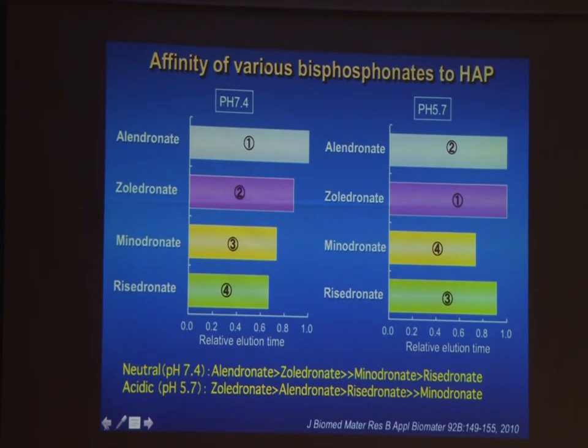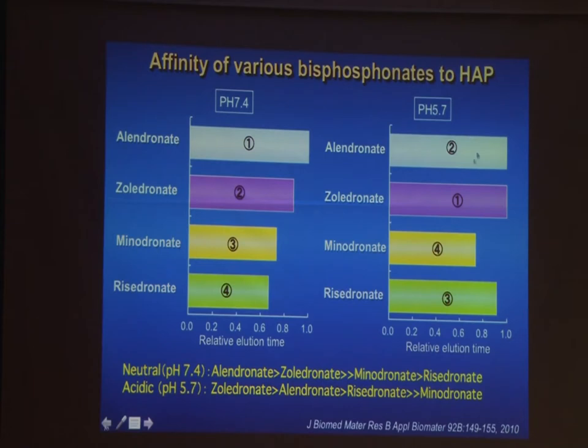At pH 7.4, alendronate is the strongest, followed by zoledronate, to be bound to the hydroxyapatite matrix. Minodronate and risedronate are much less absorbed to the mineralized surface. At pH 5.7, zoledronate is very difficult to be removed, so that's one of the reasons why zoledronate can be used only once a year by IV administration.